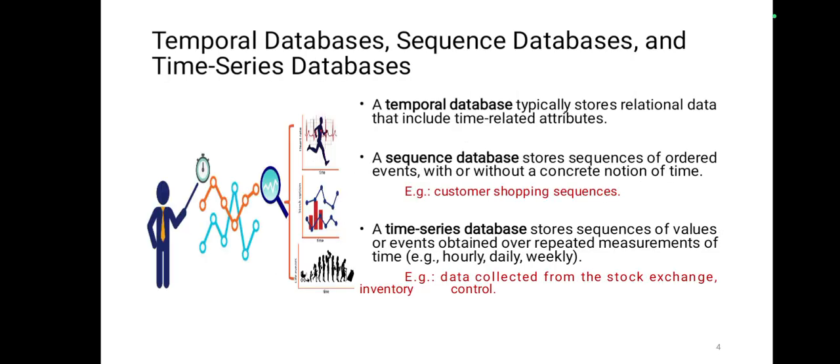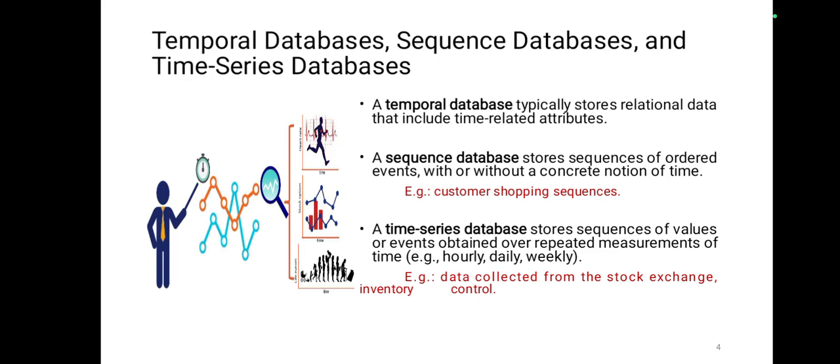Next, temporal databases, sequence databases, and time series databases. There are three important databases which you can relate with time. All these three types relate only to time. The first one is temporal databases. It stores data along with the time information. For example, employee salary history or patient medical records over several years. If you take a particular company, they will be storing the history of the salary of all the employees over a period of time. And if you take a hospital, the medical records of all the patients will also be stored.